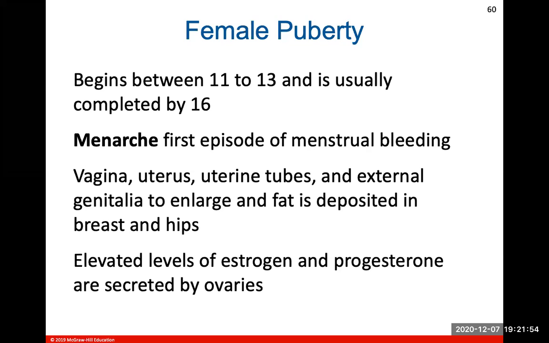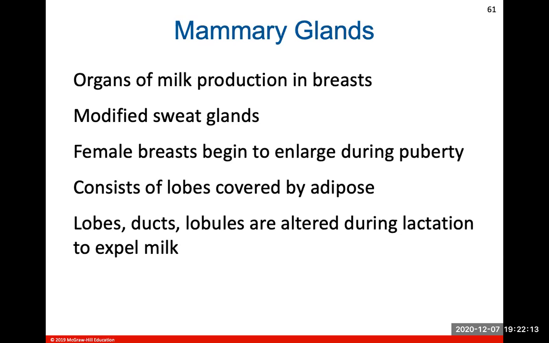You can have a lot of secondary female sex characteristics, where the breasts enlarge, and fat will be deposited throughout the breasts and the hips to prepare the body for future childbearing and feeding. You have elevated levels of estrogen and progesterone, which are secreted by the ovaries.